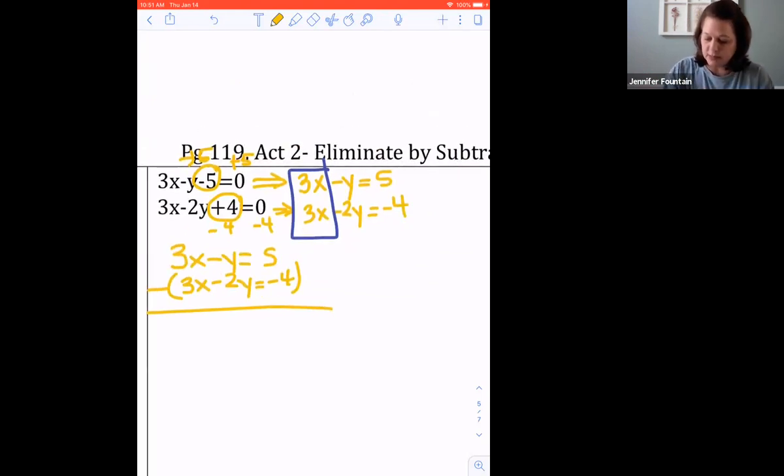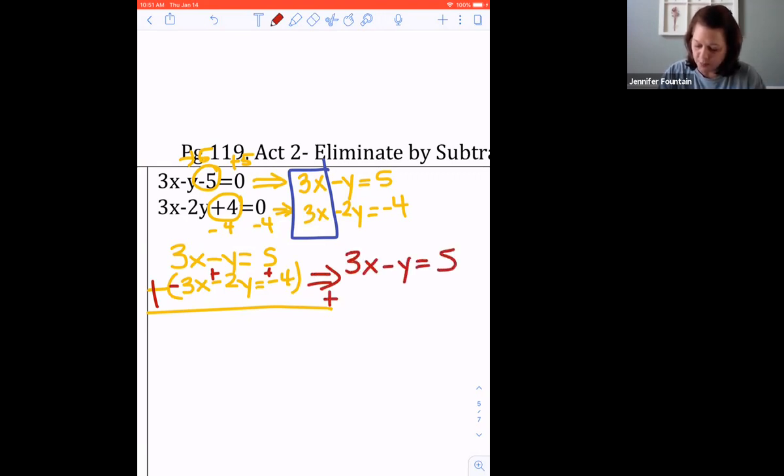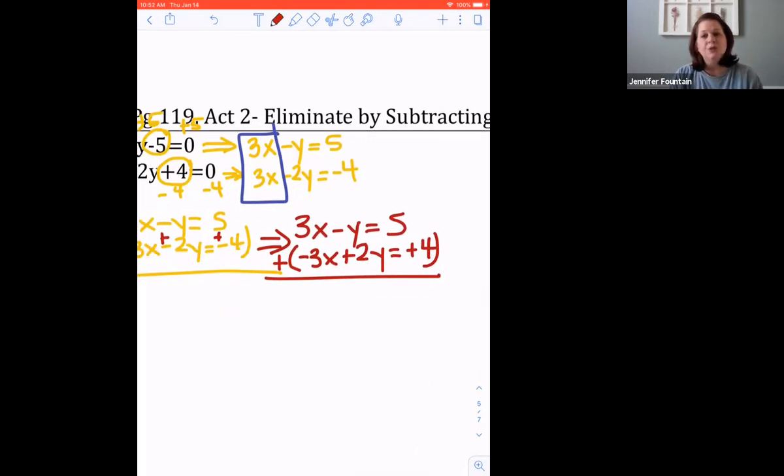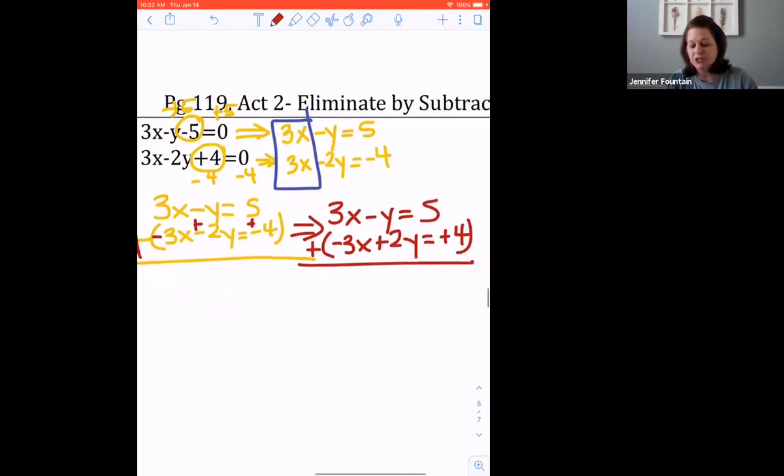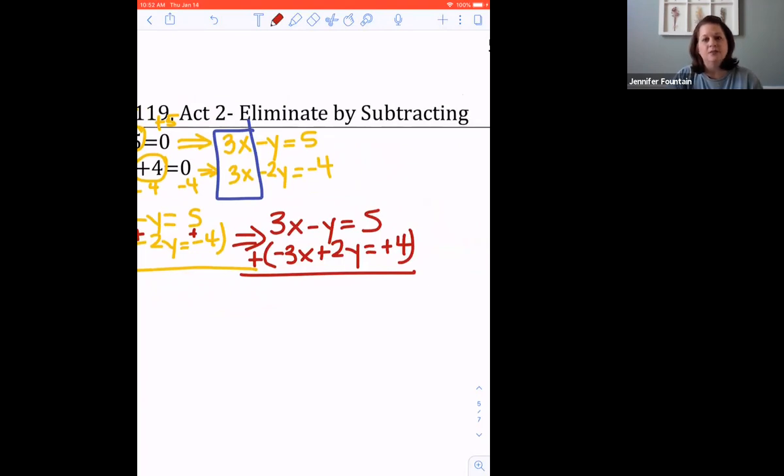So what I'm going to do is change this to addition. This becomes a negative, this becomes a positive, and this becomes a positive. So I'm going to rewrite my equation where I've got 3x minus y equals 5 plus -3x plus 2y equals +4. I have changed to adding the opposite. My subtraction sign becomes an addition sign, and I've changed every sign of the second term, or my second polynomial.